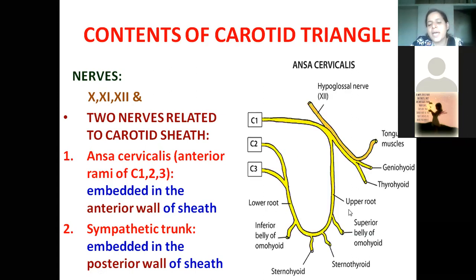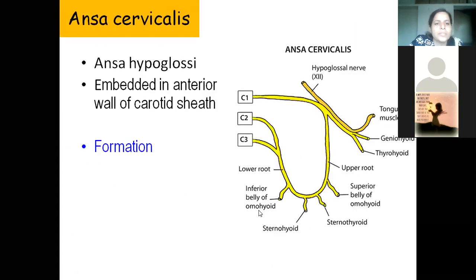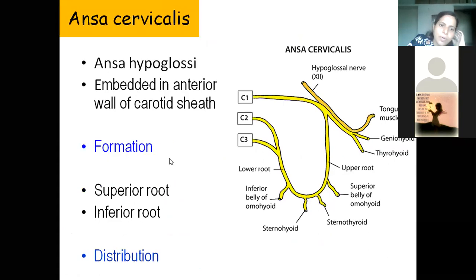So practice this diagram for ansa cervicalis. I'll show you. Ansa cervicalis, also called ansa hypoglossi, is embedded in the anterior wall of the carotid sheath. It has this superior root and this inferior root. The superior root is formed by the joining of C1 and the hypoglossal nerve. The inferior root is formed by the joining of C2 and C3. This loop is supplying the infrahyoid group of muscles.